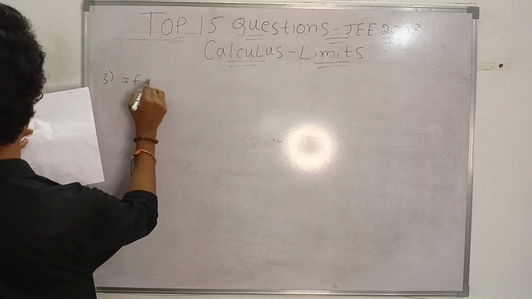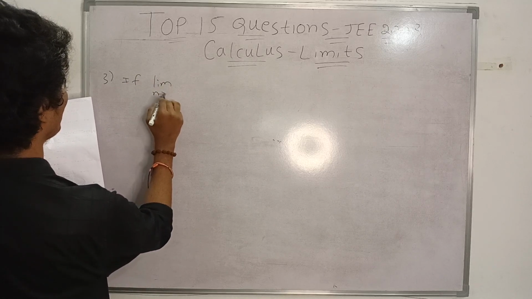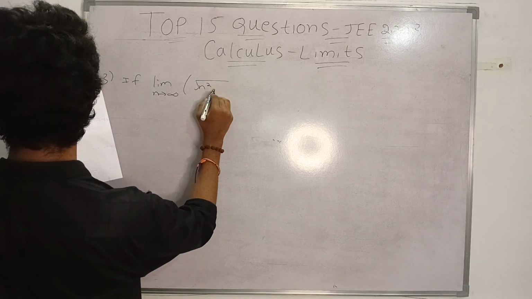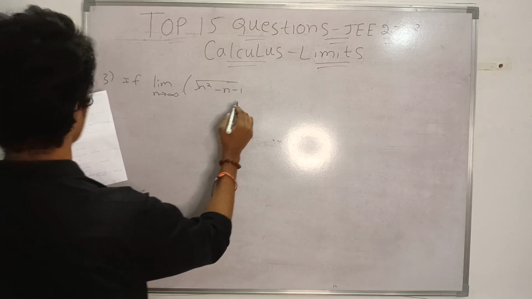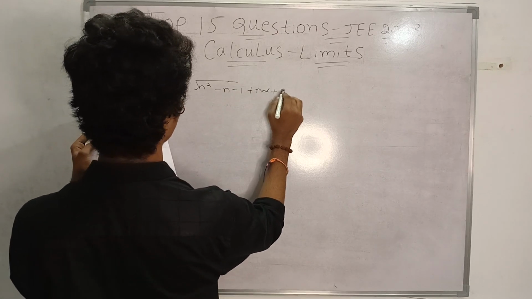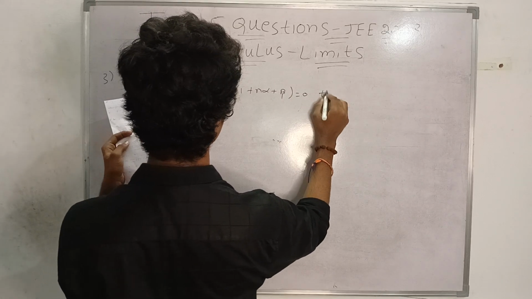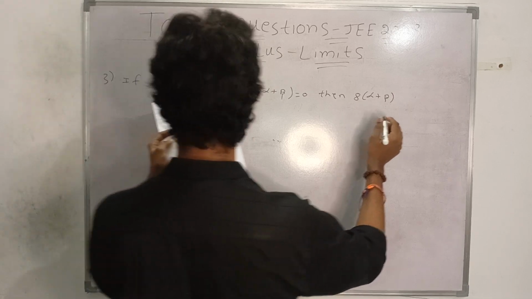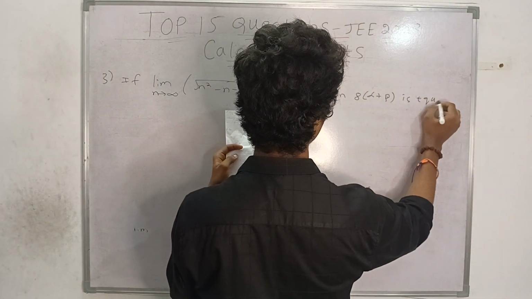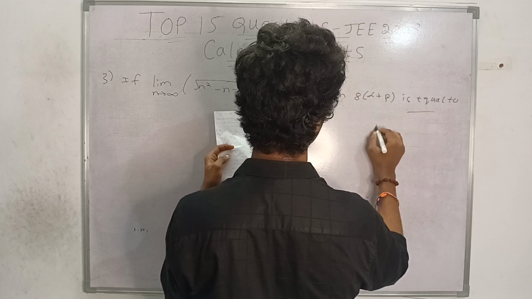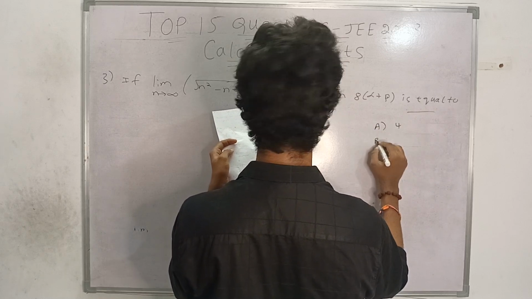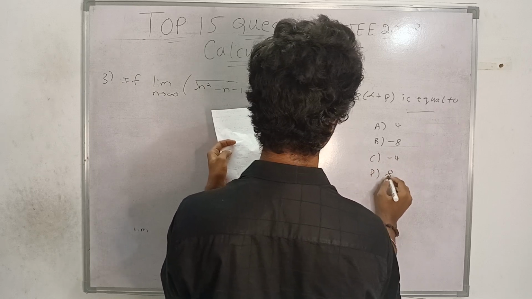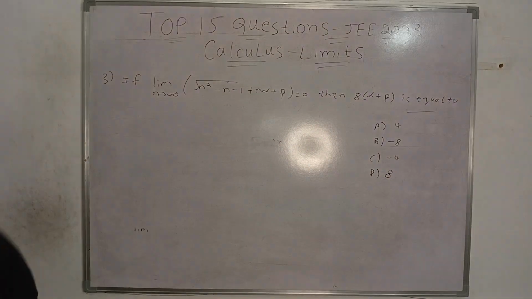They are saying that if the limit as n tends to infinity of root of n square minus n minus 1 plus n alpha plus beta equal to 0, then 8 alpha plus beta, they are asking, is equal to what? Option A 4, option B minus 8, option C minus 4, option D plus 8. So basically this is the question.